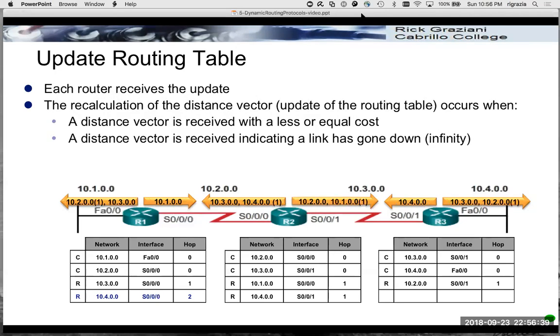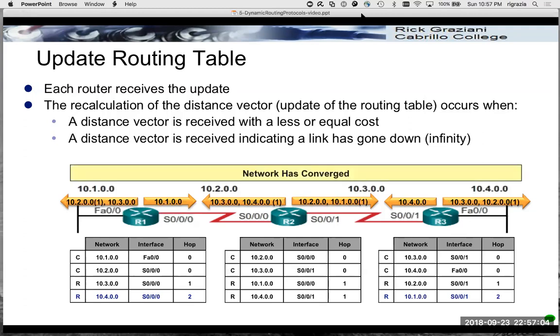Okay. R2 is also going to tell R3 about R1's 10.1.0.0 network, which is one hop for R2, but for R3, it's going to be two hops because it has to go through R2 to get there. And R3 adds that to its routing table. Okay, at this point, we are converged. All the routers have full, complete, accurate knowledge of the topology of the routing domain.